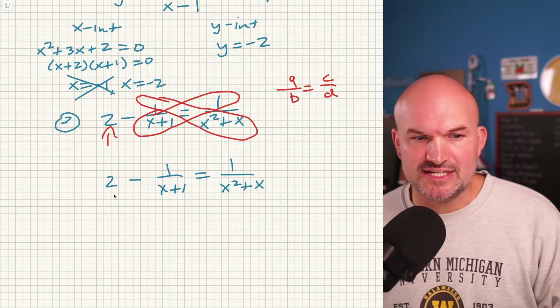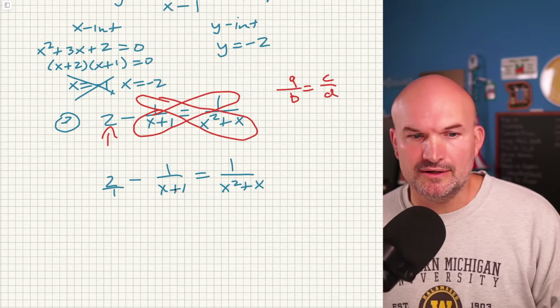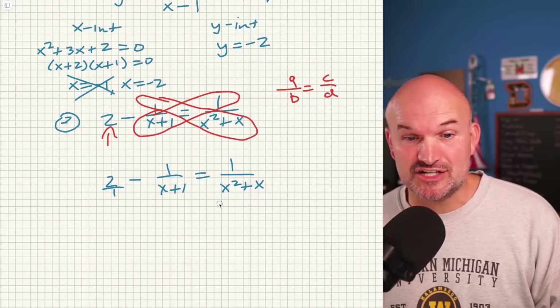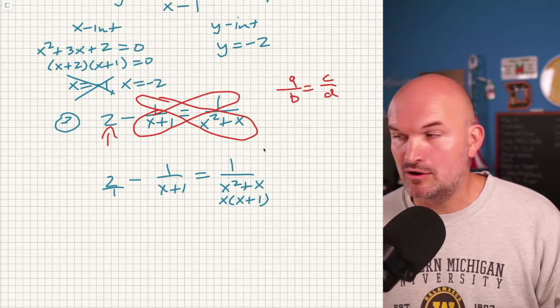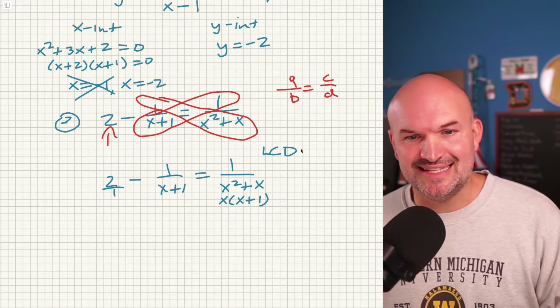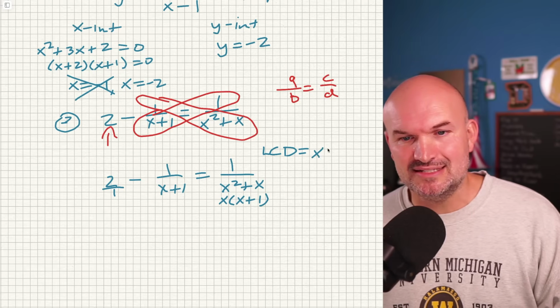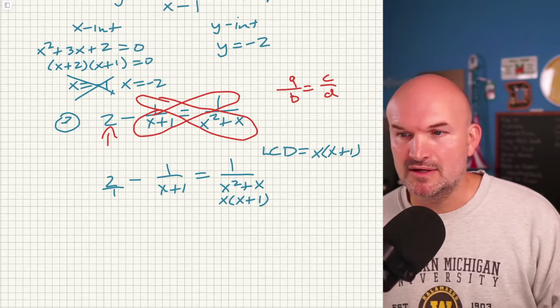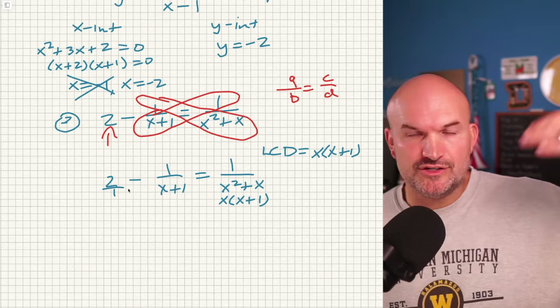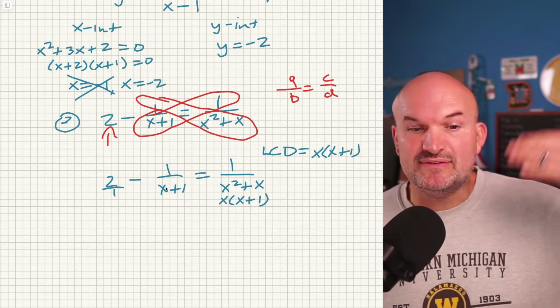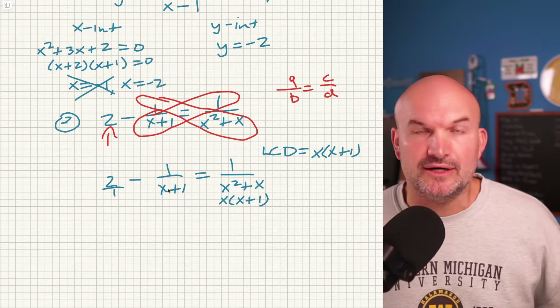So if I look at the LCD, you can see I have a 1 here. This is x plus 1. And this can actually be factored into an x times x plus 1. So in my opinion, or not my opinion, I know the LCD in this case is x times x plus 1. So what I'm going to do is create that denominator for each one of mine.